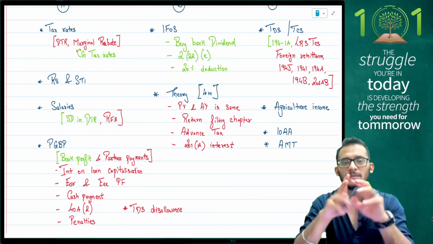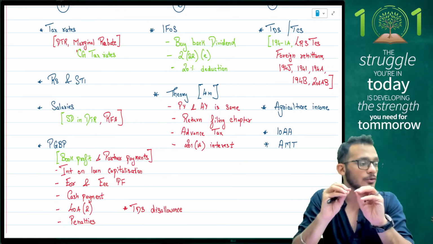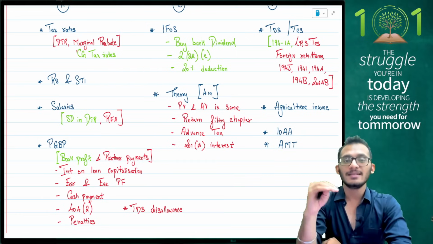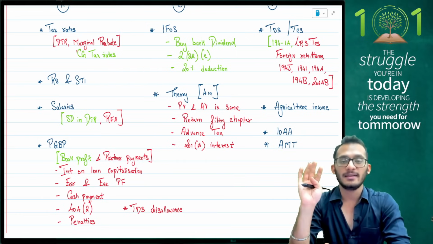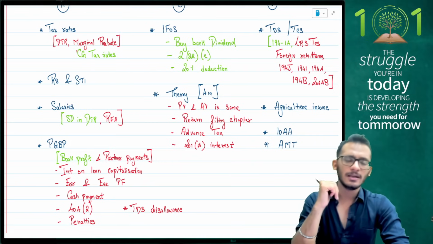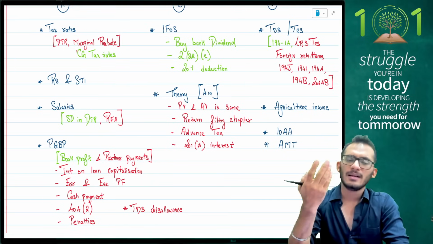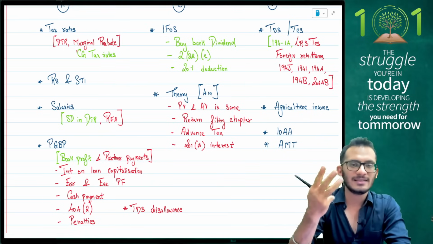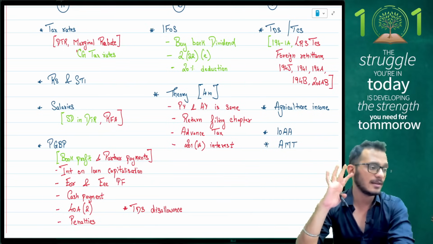Very easy chapter, people. Hardly takes about 15 to 20 minutes to go through, and therefore return filing chapter easily can get you a 4 mark in exam. Then comes your advanced tax. This is something which has not been tested in exams multiple times, but nevertheless, once in a while it always comes. It's a very simple 4 slab, 15, 45, 75, 100. So if you remember that, you can clear the exam off very easily.